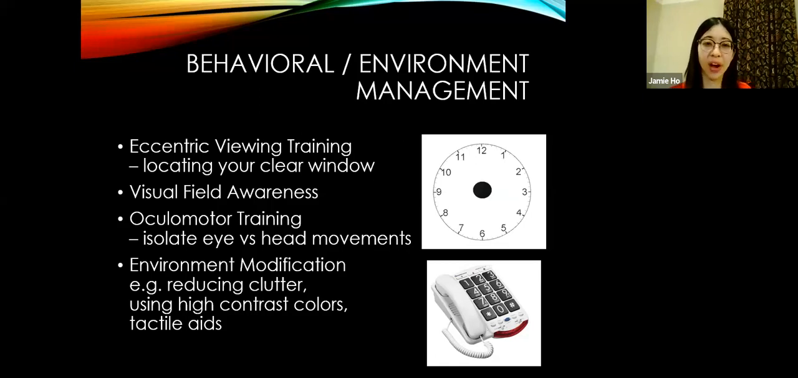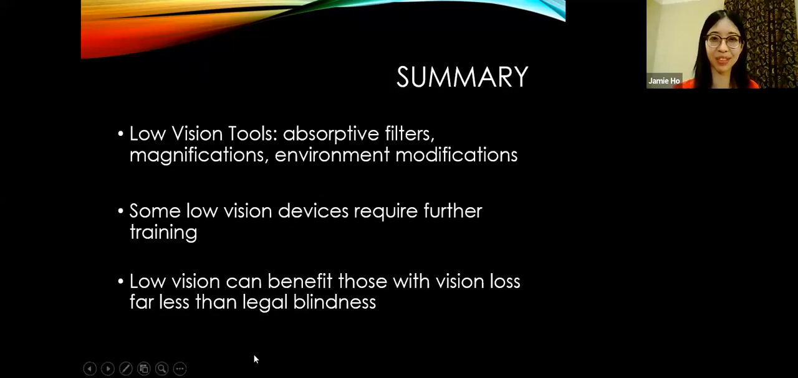And then environmental modifications, still stress, you know, reducing clutter, using high contrast colors, tactile aids. So there's little bumper stickers that you can buy and stick on different kitchen devices so that you have a reference on how to use these kitchen devices, even if you can't see actual dots. And so that you have a big button telephone here, for an example.